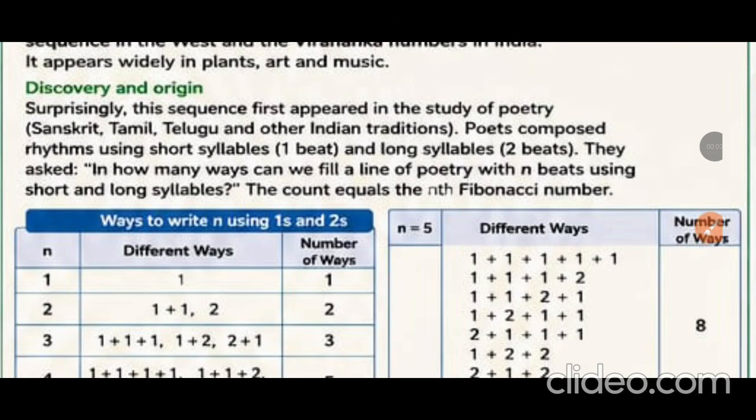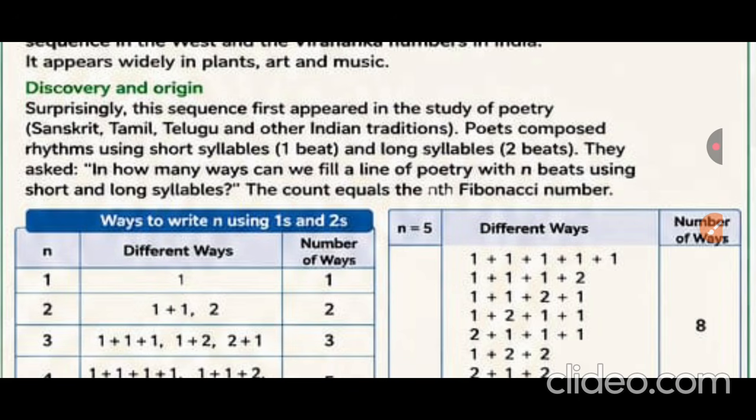Discovery and origin. Surprisingly, this sequence first appeared in the study of poetry, in Sanskrit, Tamil, Telugu, and other Indian traditions. Poets composed rhythms using short syllables, one beat, and long syllables, two beats. They asked, in how many ways can we fill a line of poetry with n beats using short and long syllables? Short syllable, one beat. Long syllable, two beats. So, by using n beats, we get the Fibonacci numbers.